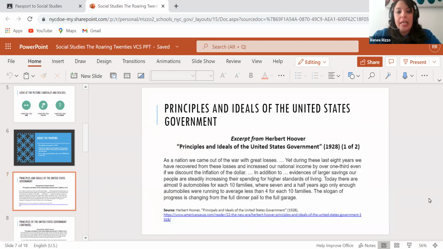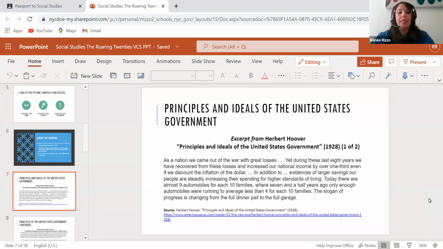Principles and Ideals of the United States Government. This is an excerpt from Herbert Hoover. As a nation, we came out of the war with great losses. Yet during these last 8 years, we have recovered from these losses and increased our national income by over one third, even if we discount the inflation of the dollar. In addition to evidences of larger savings, our people are steadily increasing their spending for higher standards of living. Today, there are almost 9 automobiles for each 10 families, where 7.5 years ago, only enough automobiles were running to average less than 4 for each 10 families.